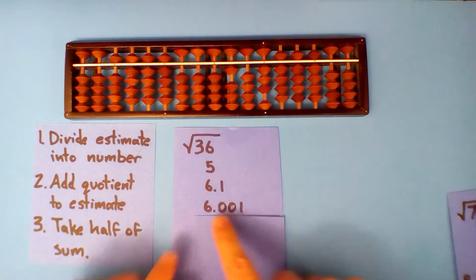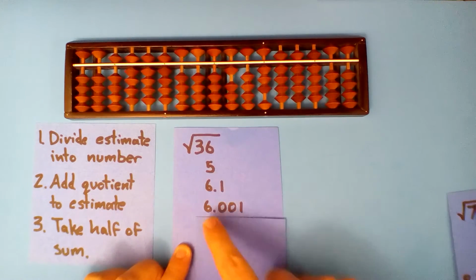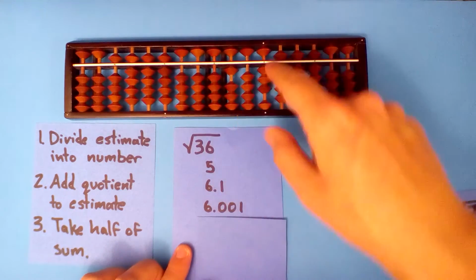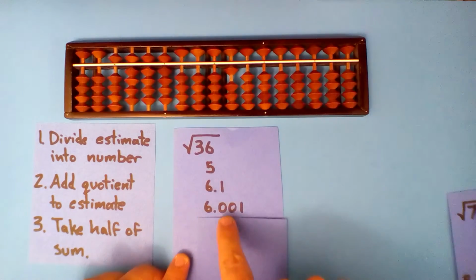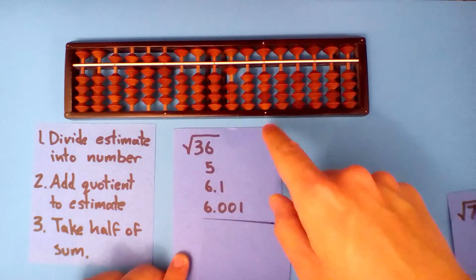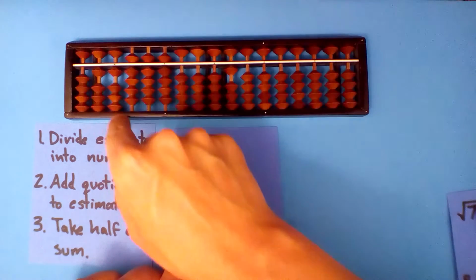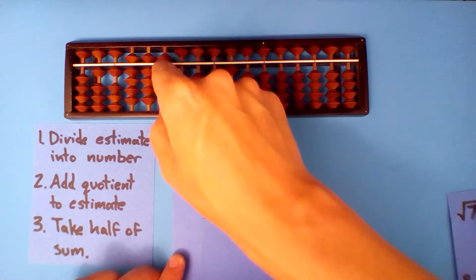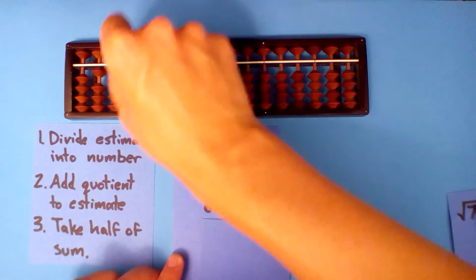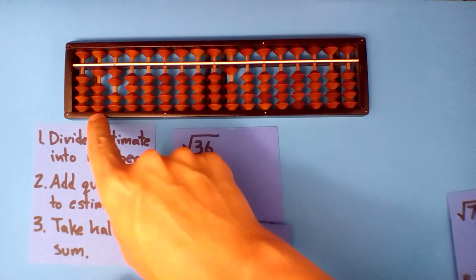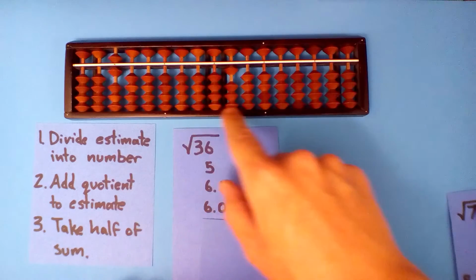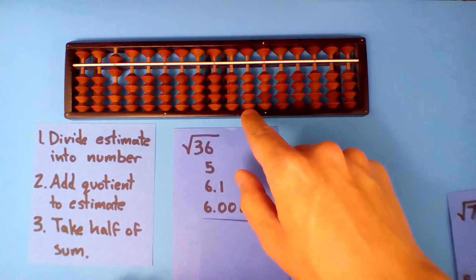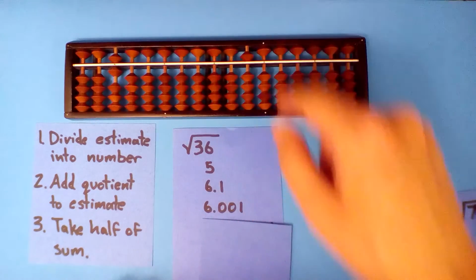For our third guess, we only need 8 digits. So I'm not going to worry about these. I'm going to add our estimate to our quotient, 6.001, and take half of what's left. Half of 1 is 0, half of 12 is 6, half of 1 is 0, half of 10 is 5.